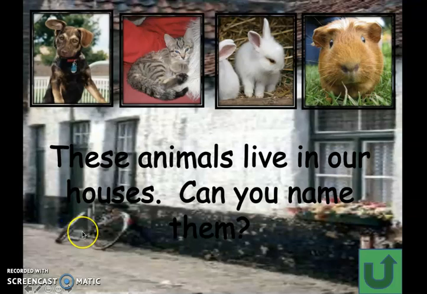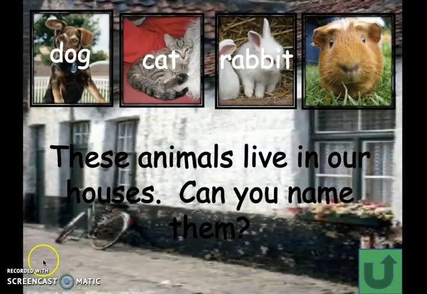Next up, we have the animals that live in our houses. Again, have a quick look. Can you name them all? Starting on the left-hand side, we have a dog. Next up, another very common pet in the house, we have the cat. We have the very cute rabbit and the slightly amusing guinea pig to end the house habitat.